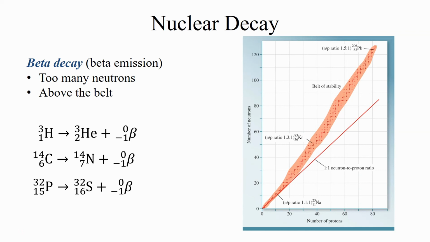Now, in order to reach this band of stability we see here on the right, we need to either get rid of neutrons or get rid of protons. So in this case, beta decay, if we are above this belt of stability, will bring us back down. So for instance, tritium, or hydrogen-3, will decay into helium-3 plus a beta emission, or an electron emission. Carbon-14 will decay into nitrogen-14 along with an electron. And phosphorus-32 will go through beta decay, or beta emission, to form sulfur-32.